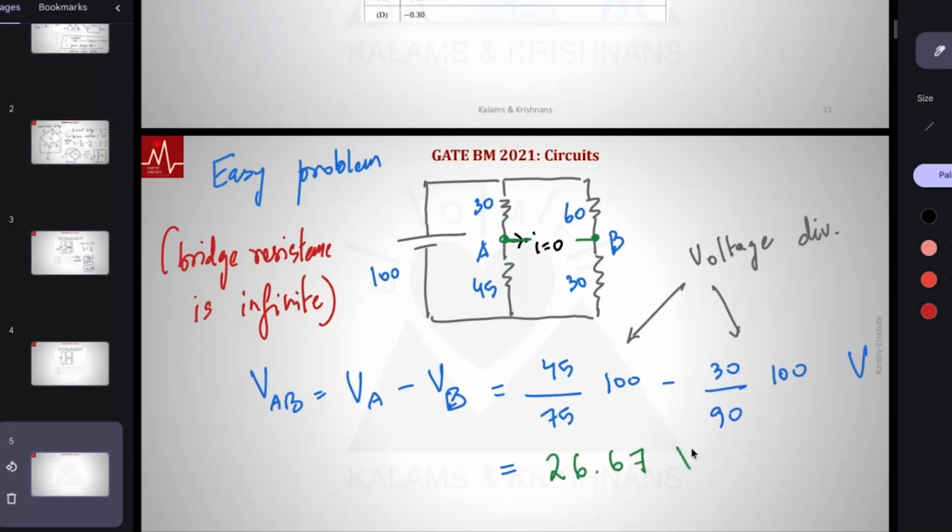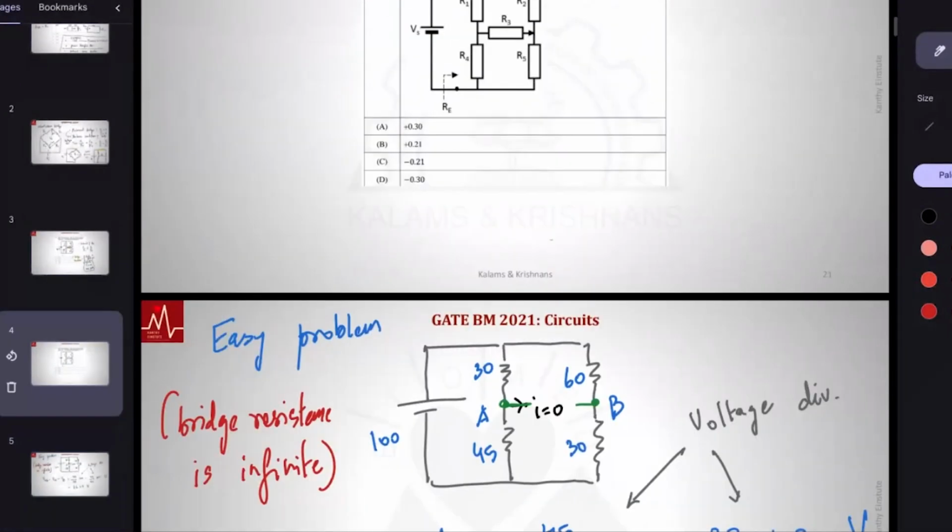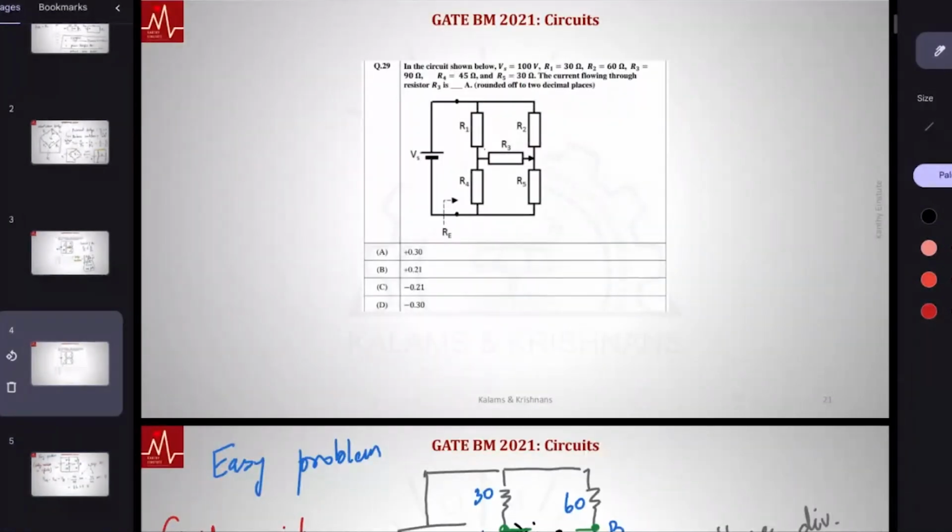26.674. Okay, how can you find whether a bridge is finite or infinite? You look at the values, right? For example, in this question, it's not connected by a wire. So what is the resistance between them? It's infinite. No current can flow through it, right? In this question, R3 is given to be a finite value, 90 ohms.